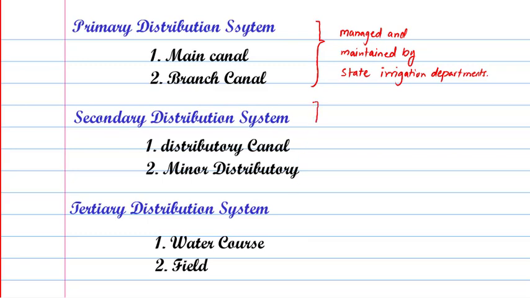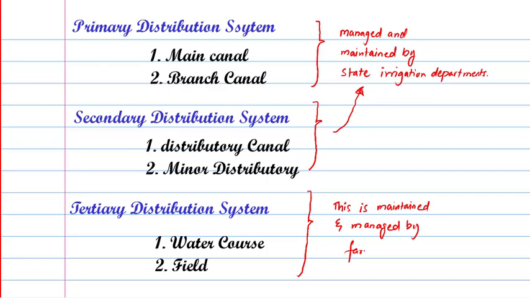And the secondary distribution system is also maintained and managed by the government authorities or the state irrigation department. But the tertiary irrigation system is maintained and managed by farmers. This portion of the irrigation system is maintained and managed by farmers themselves, right?